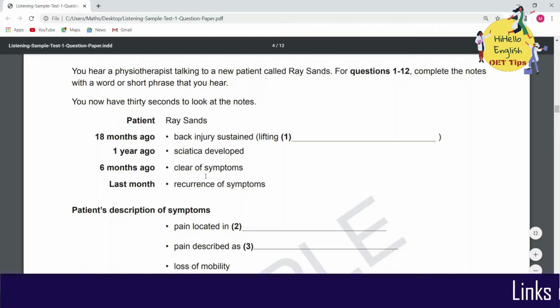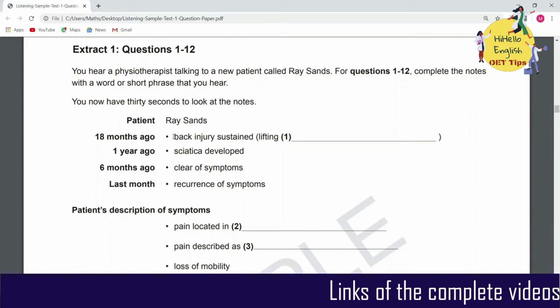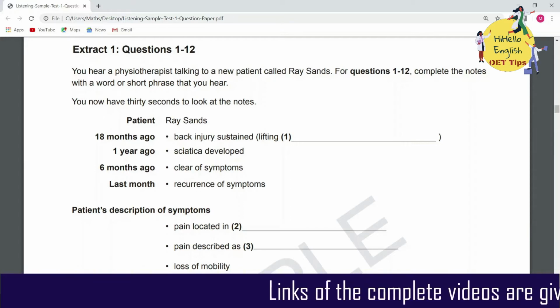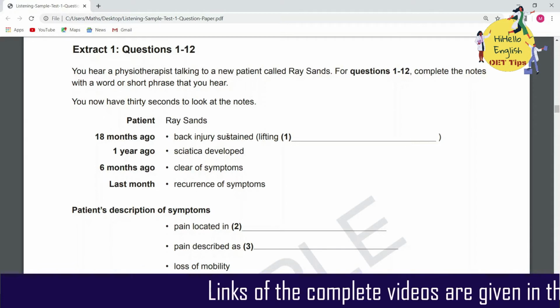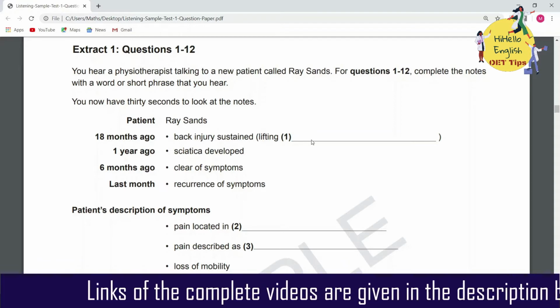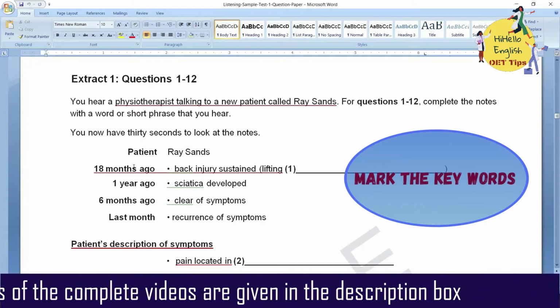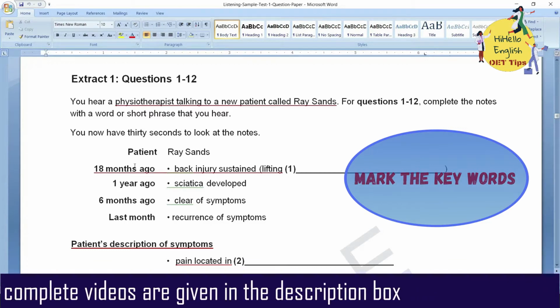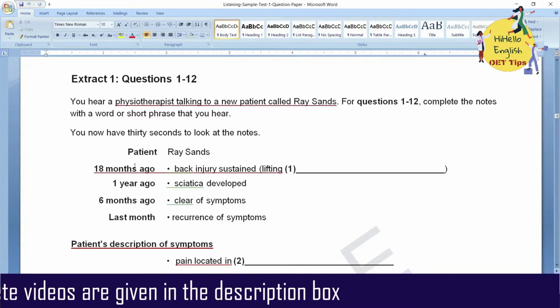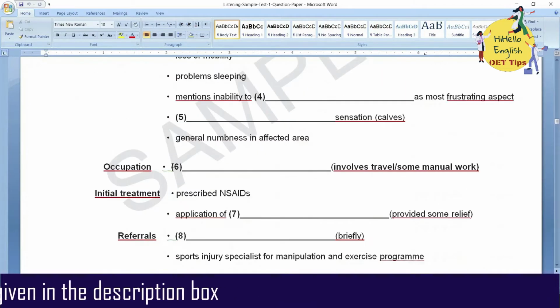Here in this question paper, you have to listen for information about something that happened 18 months ago, and it is something about an injury, back injury sustained by lifting. So you have to get the answer over here. So mark all the words and phrases and headings related to that particular blank. So do the same for the remaining parts in 30 seconds time.